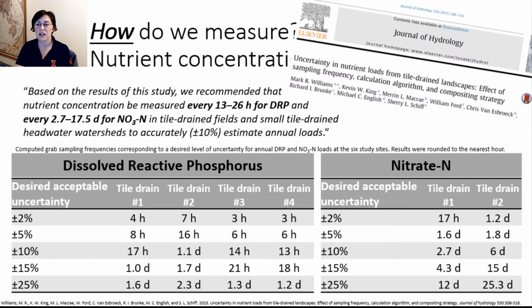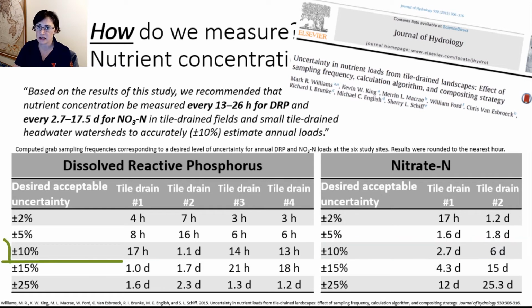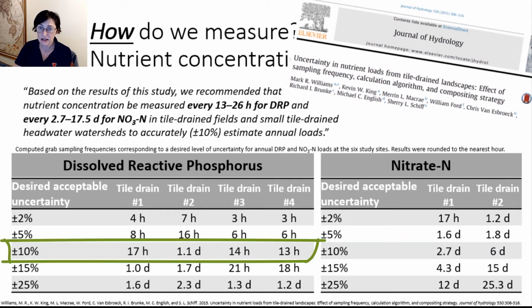Now, an obvious question is, how often should we collect samples? Either if you're grab sampling by hand or if you have an auto sampler. For tile drainage, if you're interested in nitrate, the general rule of thumb is that you want to be collecting a tile drainage water sample at least once a week. If you're interested in dissolved phosphorus, in addition to nitrate, you need to be sampling generally every half a day to day.